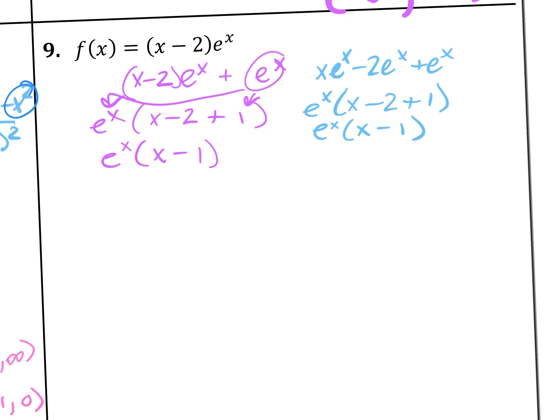If we would have left the 2, would it have come out differently? It's not right if there's a 2. It's a -1. All right, so then we set that equal to, so that's our derivative, right?